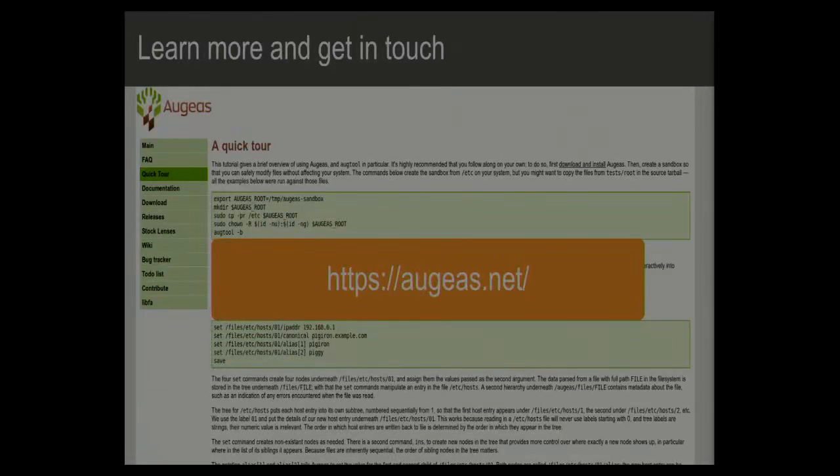Okay, here's the website. The website has a quick tour that I highly recommend if you want to learn how to use it better. It just walks you through some simple examples of making changes to files with Augeas. And there's also links to the mailing list and the source code, the GitHub repo, and so on. All right, and that's all I had.